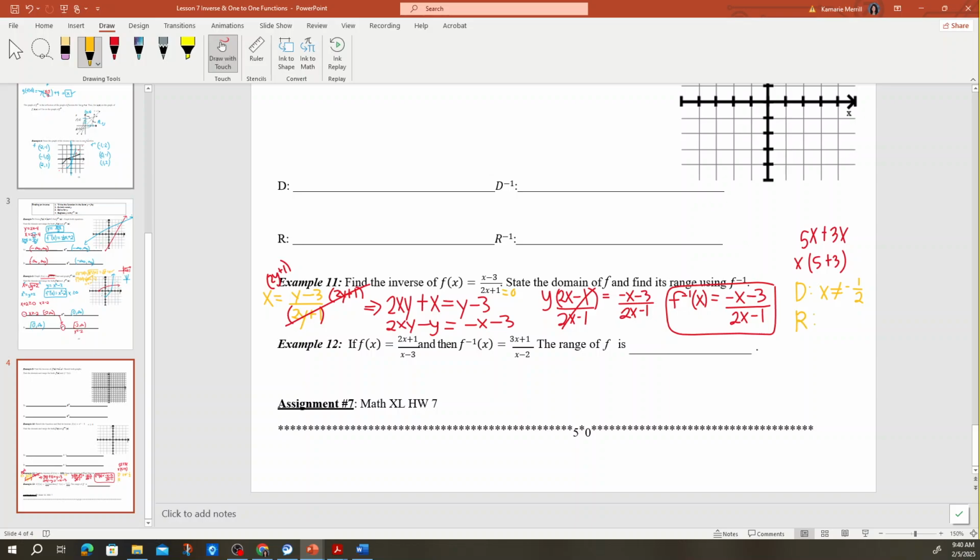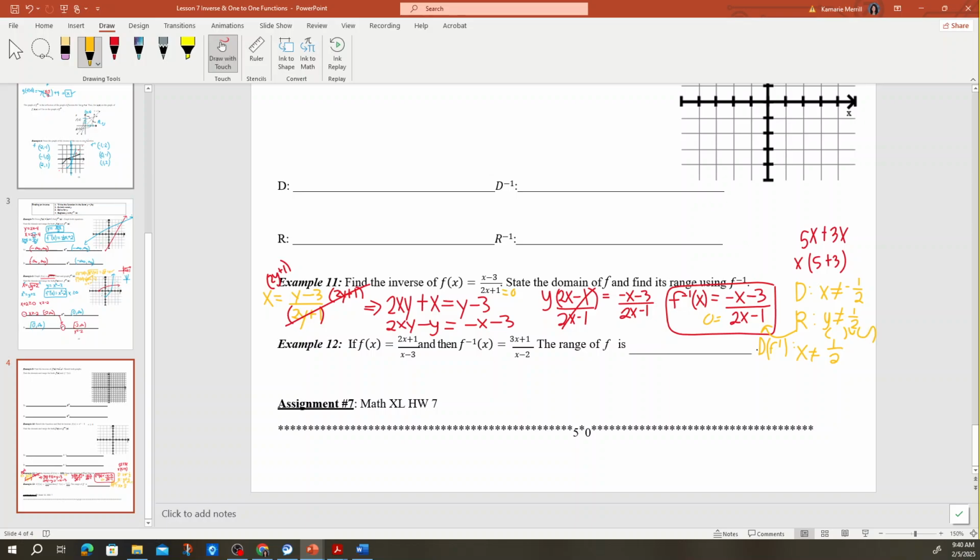So what do I look at to get the range of f? I look at the domain. We are a little bit out of space, sorry. I look at the domain of f inverse, and that's how I get the range of f. So what would you say is the domain of f inverse? X cannot be what? Yep, x cannot be 1/2, so what do I say for the range? Y cannot be 1/2, or we want interval notation.